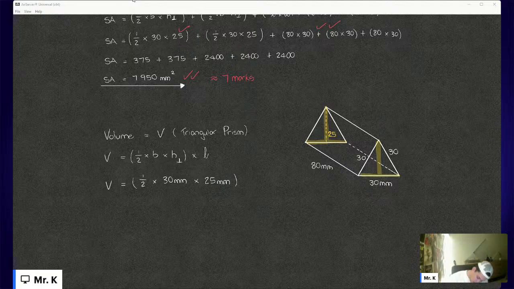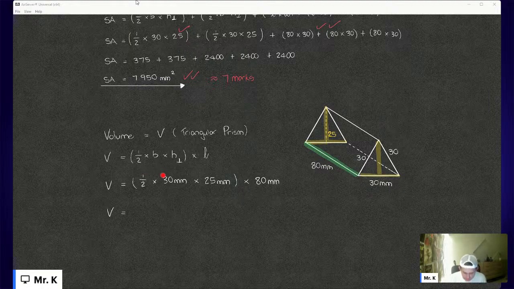But we're not done just yet. We would still need to multiply this by the length of the shape. Right here is the length. This is 80 millimeters. So we add that onto our calculation. And now we must first solve what we see inside of the brackets before we may move on to working with the 80 millimeters on the outside.